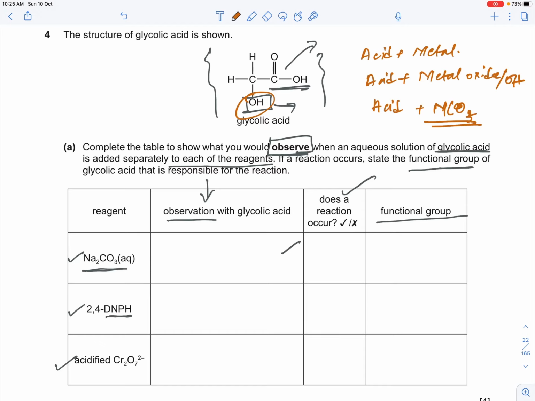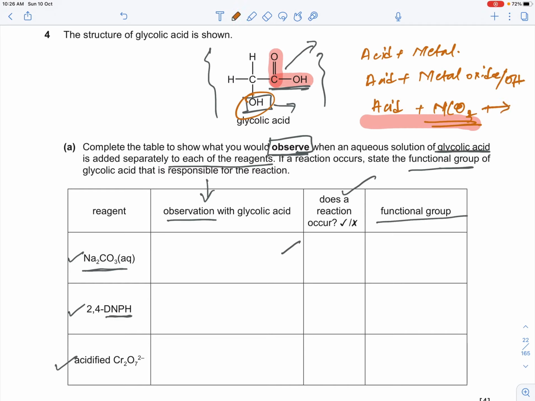So sodium carbonate will only react with carboxylic acid. And when an acid reacts with metal carbonate, what would we get? Whenever an acid reacts with metal carbonate, we get salt, water, and carbon dioxide.